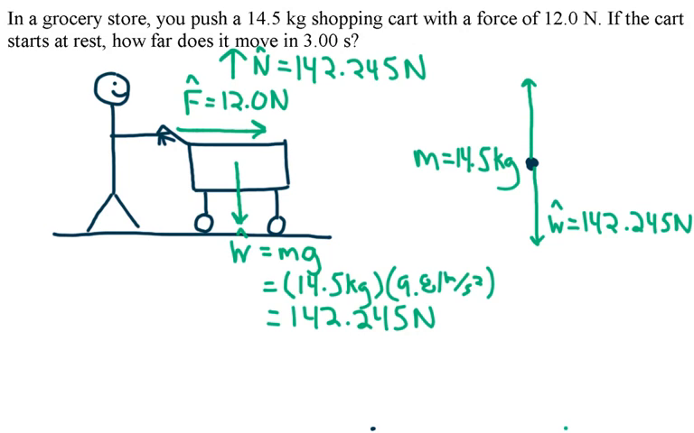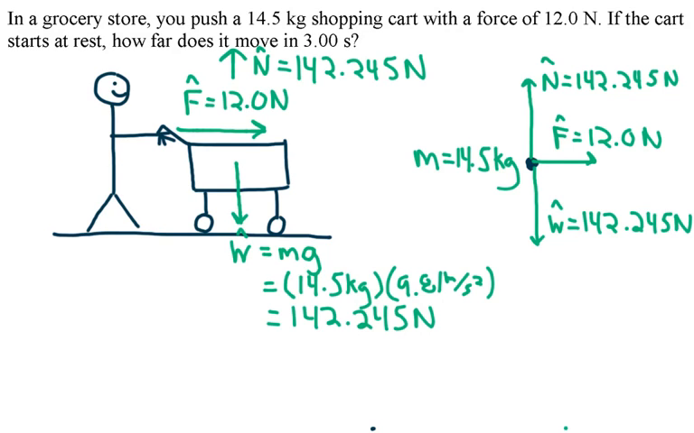Okay, straight up. So that's the normal force is equal to 142.245 newtons. And we know that you're pushing it directly to the right. Okay, so F is equal to 12.0 newtons. So now we've completed step number 2.